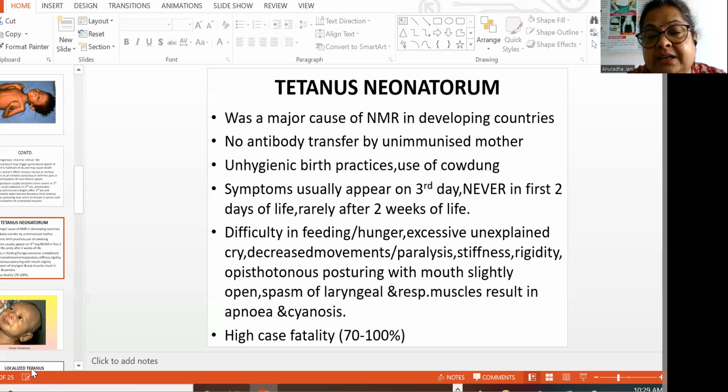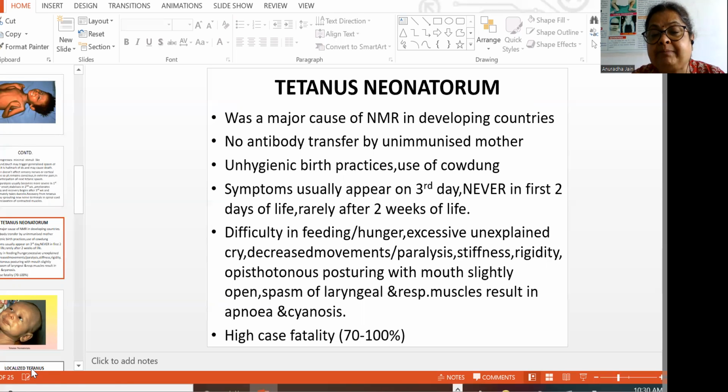Now, the second form after generalized tetanus, the most common, is neonatal tetanus, about which we pediatricians are concerned mostly. It was a major cause of neonatal mortality in developing countries. There is no antibody transfer by an unimmunized mother. Mother is unimmunized, she doesn't have any antibody, so it cannot be transferred to the baby. So the baby is also unimmunized against tetanus. Second, it is caused by unhygienic birth practices like use of cow dung, soil and unsterile blades.